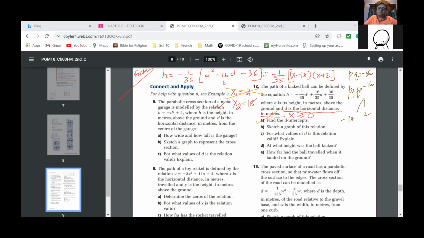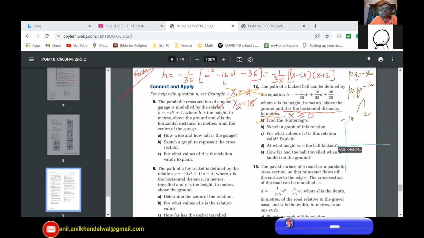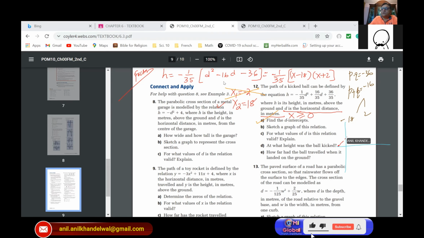Part B. What is part B? Sketch a graph of this relation. Correct. So we can always sketch this graph. Let me just do a quick sketch here. What I'm doing here is showing minus 2 as the x-intercept with a dotted line, and then going solid. Is it clear to you? So this is minus 2, and that is 18 for us.